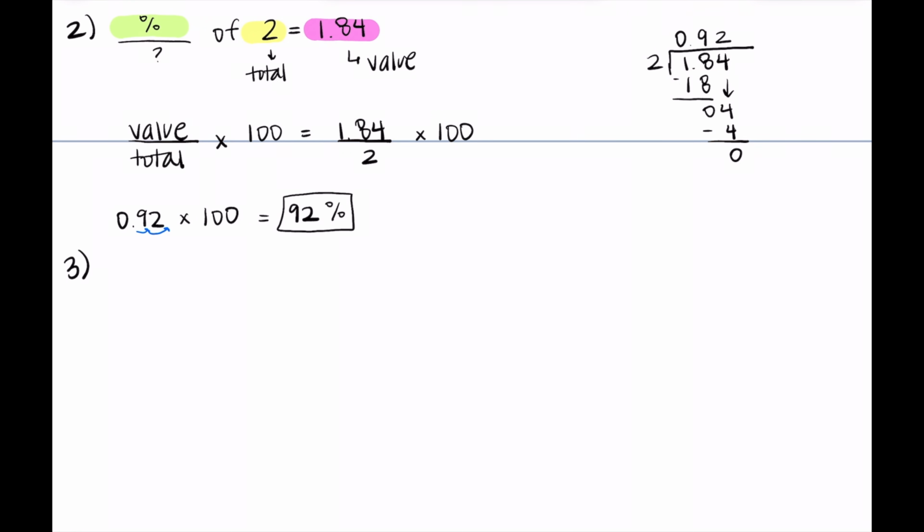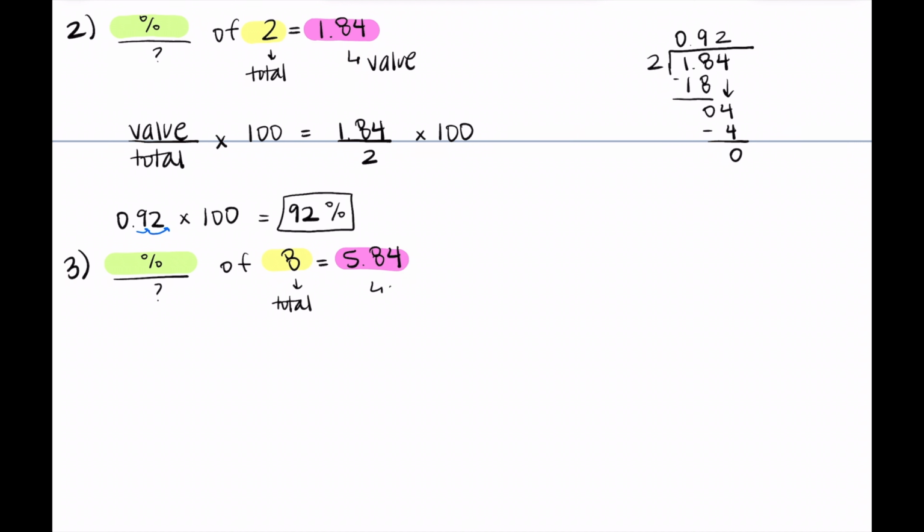Now let's get into our third practice problem for today's video. For number 3, we have blank of 8 equals 5.84. And just like in number 2, we're going to go through here and we're going to decode everything. We're going to highlight it all. First off, we have that blank. That blank represents the percentage that we don't know, so that's what we're solving for. I'll write the question mark.